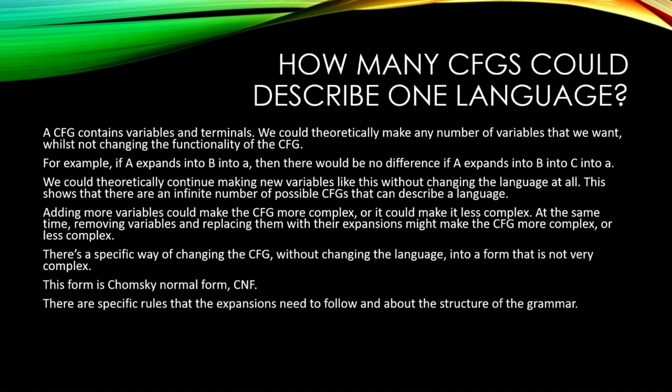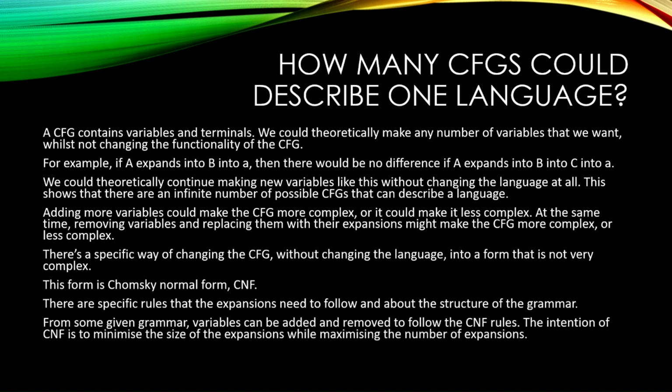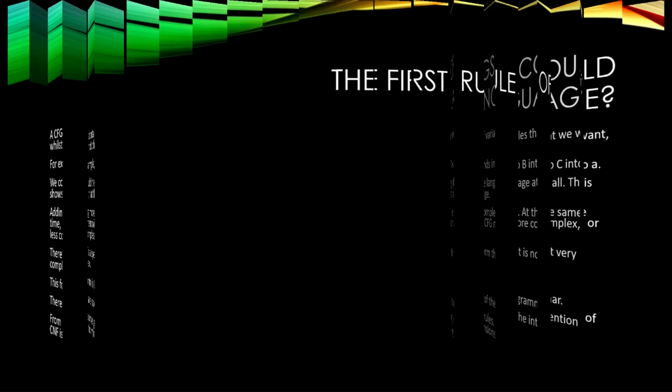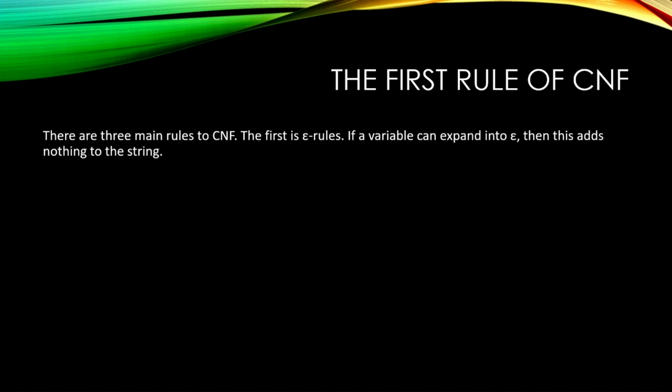So there are specific rules that the expansions need to follow and about the structure of the grammar. For some given grammar, variables can be added and removed as we wish in order to follow the Chomsky normal form rules. So the intention is to make it less algorithmically complex. So it's minimize the size of the expansions whilst maximizing the number of expansions. So the first rule. There are three main rules. The first one is epsilon rules.